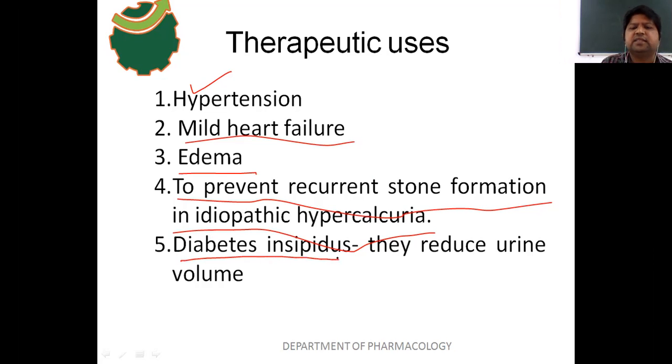And diabetes insipidus, where there is reduced urine volume. I think I have explained several times. Okay, so they will add sodium to the urine, they will decrease sodium concentration in the blood, RAS will be activated, aldosterone will be activated, and aldosterone starts reabsorbing salt and water, thereby urine volume will be decreased.